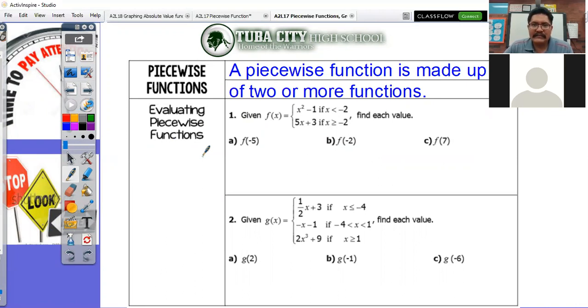So a piecewise function is made up of 2 or more functions. So it's like you just get one function and you put it in with another function, and then you got a piecewise function. And piecewise is made of pieces. It's kind of literally what it means, made of pieces.